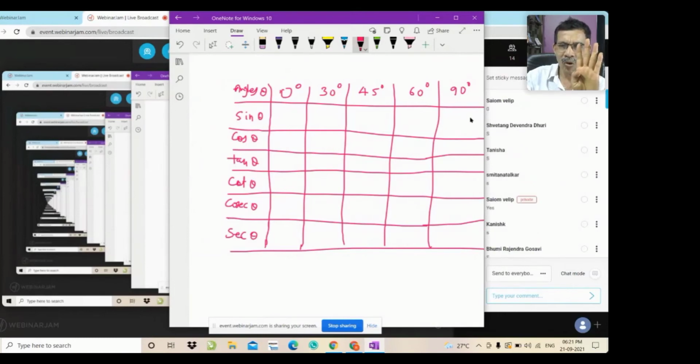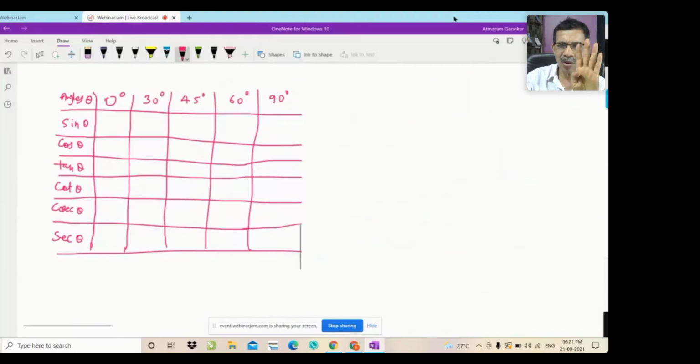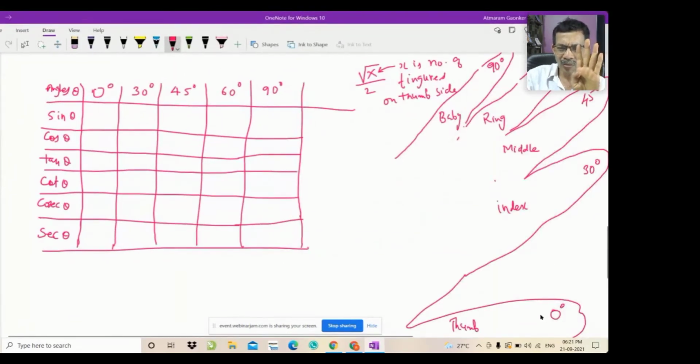Yes, it is 0. Sayom, you are right. And others are also right. It is 0. So the number of fingers when the thumb is bent is 0. And that means instead of x, there will be 0. And root of 0 is 0, divided by 2 also becomes 0. So the sine of 0 degrees is 0.